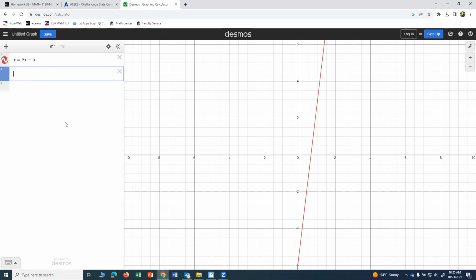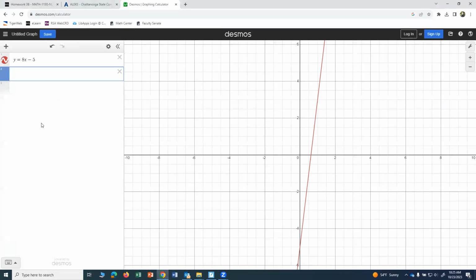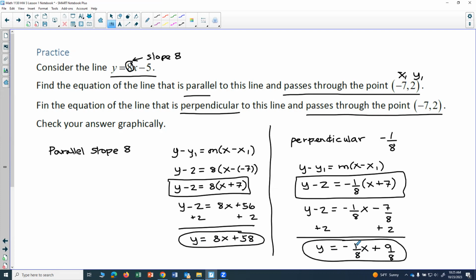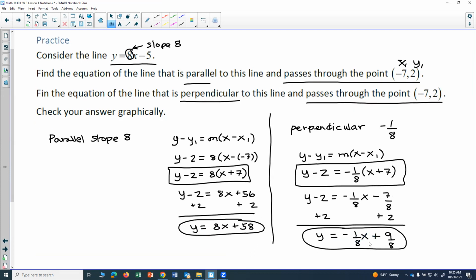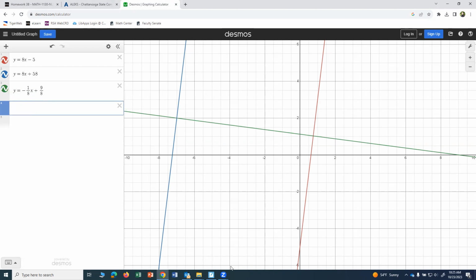8x minus 5. Now I want to put in the line that I got for the parallel line, y equals 8x plus 58. So I can see they're parallel. So that part's good. I'm going to check that they go through the correct point in just a minute. And then my perpendicular line is y equals negative 1/8 x plus 9/8. And I want to make sure they go through the correct point.